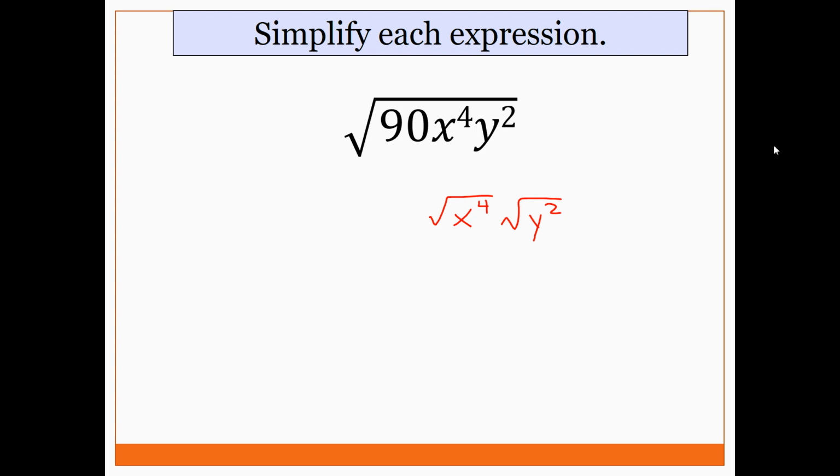90. Let's see if we can find a factor pair. I know that 9 times 10 equals 90. And I know that 9 is a perfect square. So I'm going to break this into 9 and 10.